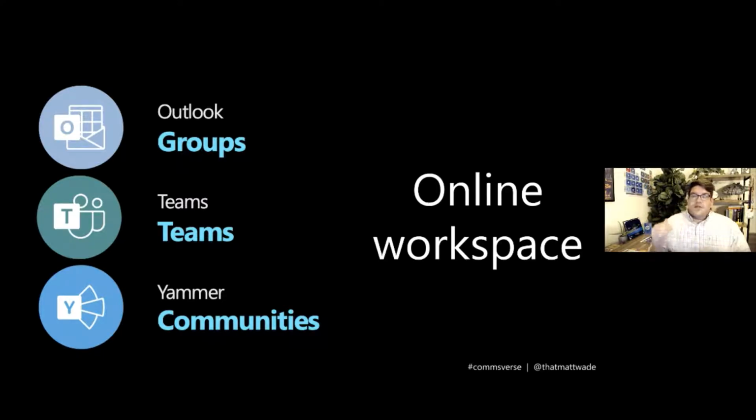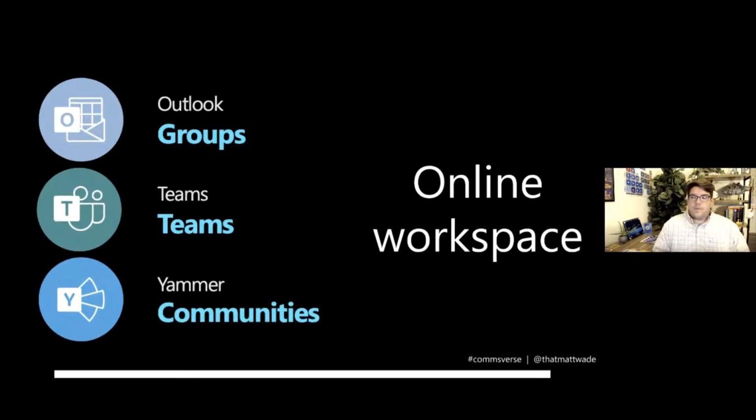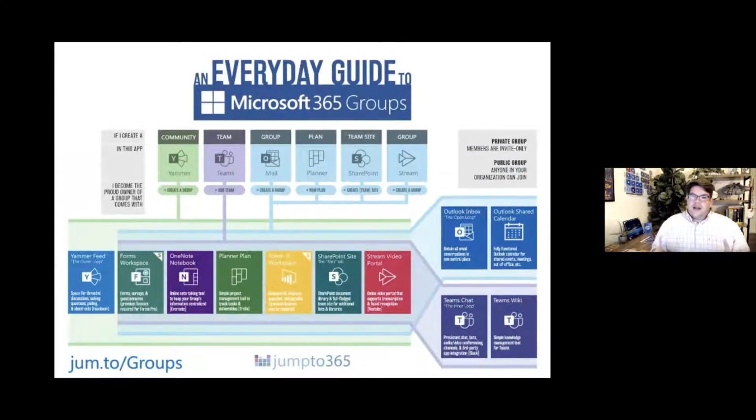But the first is going to be Outlook groups. Any group that's created through Outlook is going to be an Outlook group. Any group created in Microsoft Teams is going to be a team. And any group created in Yammer is going to be a community. And the way that these interact is very important.